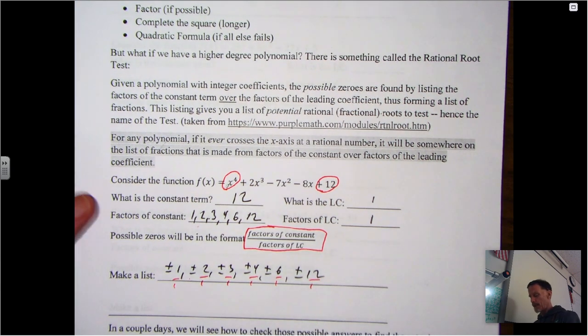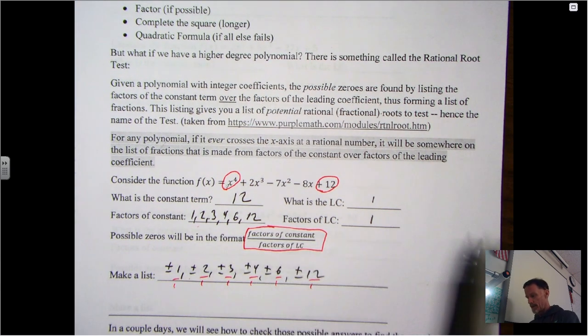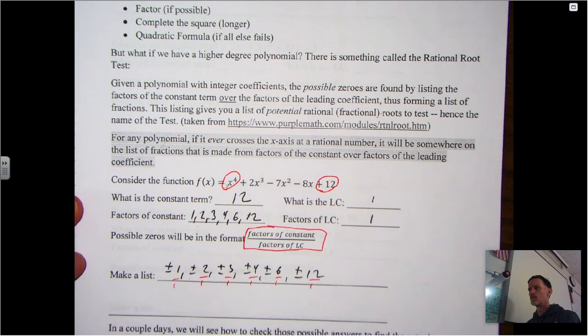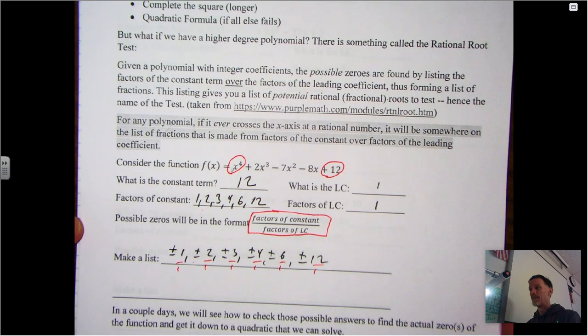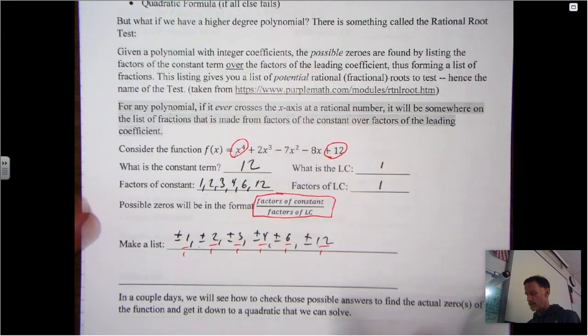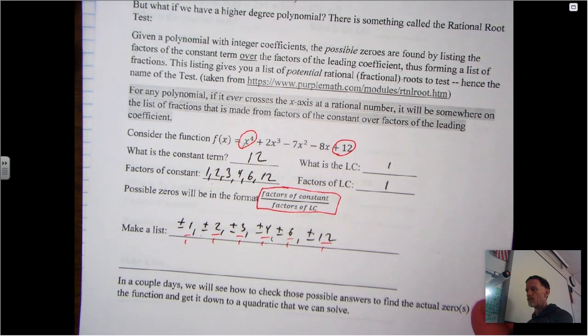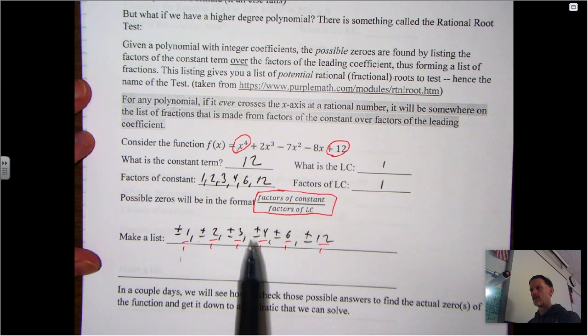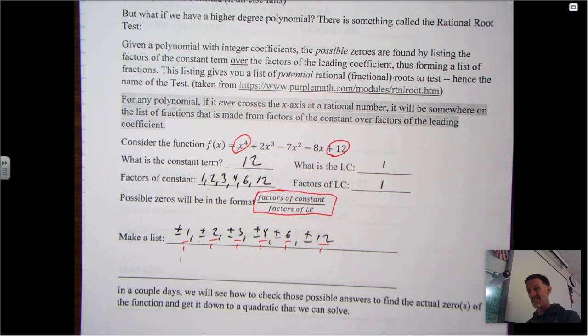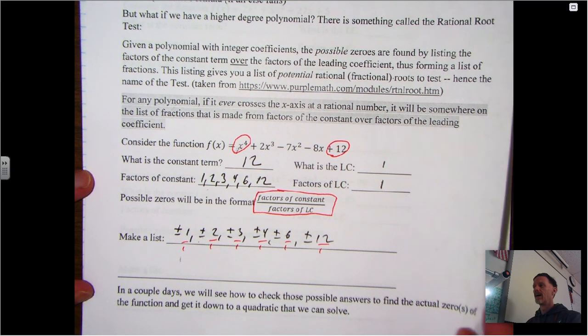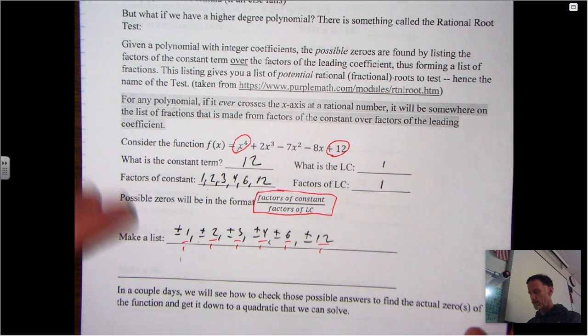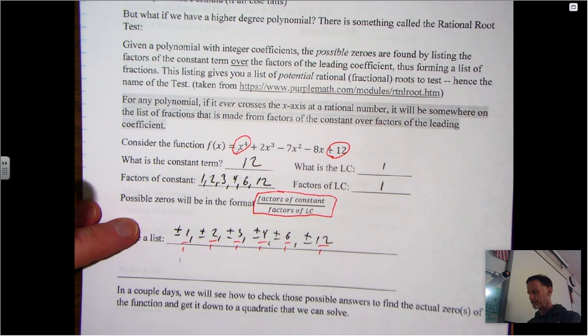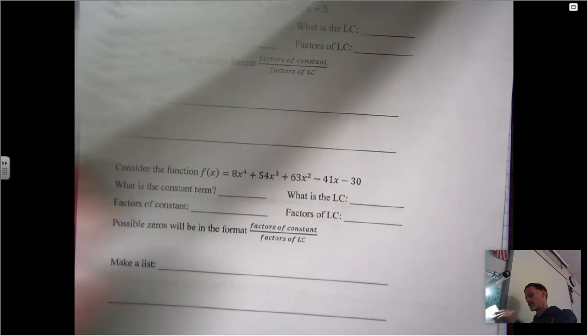Now, we're going to do a couple more examples with some longer lists and some different leading coefficients with different factors so you can really see what's going on. But that's it. And then in a couple of days, when we start really doing the full-blown problems, we will have to test these factors to see which one is a zero. And we have tools that we've already done to do that, and then figure out what the rest of the roots are that way. Okay. So let's do a couple more examples.